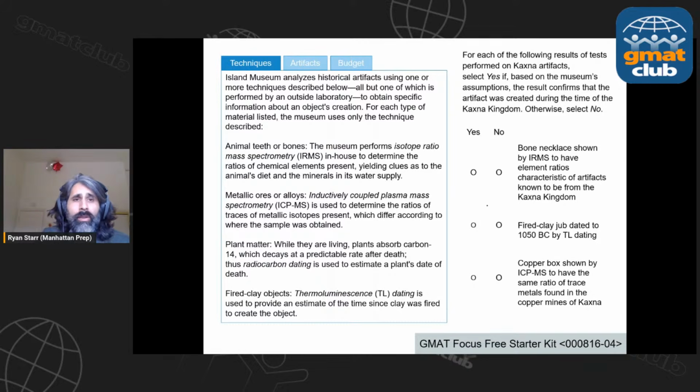Also, just know this for MSR: to answer basically every MSR question, you're going to have to use information from at least 2 of the tabs. Using information from 2 of the tabs is the norm for answering MSR questions. All right. So know that.